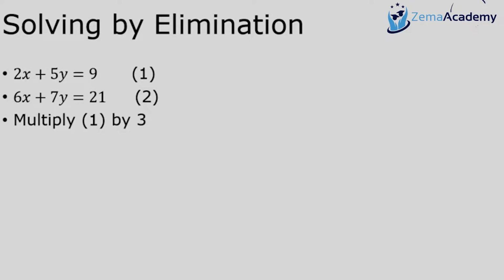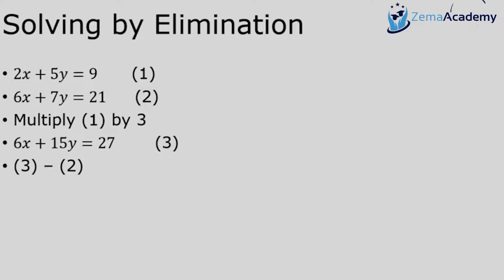What I'm going to do is multiply equation 1 by 3. I'm going to multiply everything in 2x plus 5y equals 9 by 3. That's going to give me 6x plus 15y equals 27, and I've labelled that equation 3. Now, I do have the same number of x's that I can use. So in equation 2, I've got 6 x's, and in equation 3, I've got 6 x's.